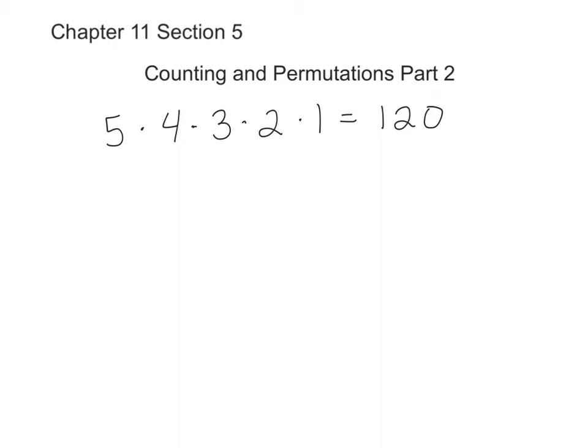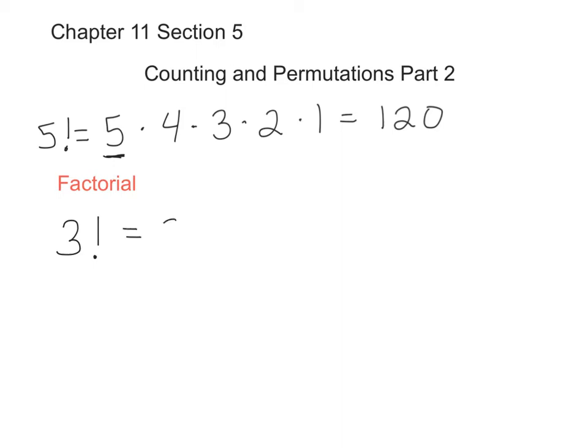Now, if you notice here, 5 is being multiplied times every integer less than 5. So 4, 3, 2, and 1 are all integers less than 5. What we call this is 5 factorial. It looks like 5 with an exclamation mark. So once again, 5 factorial is 5 times 4 times 3 times 2 times 1, which equals 120.